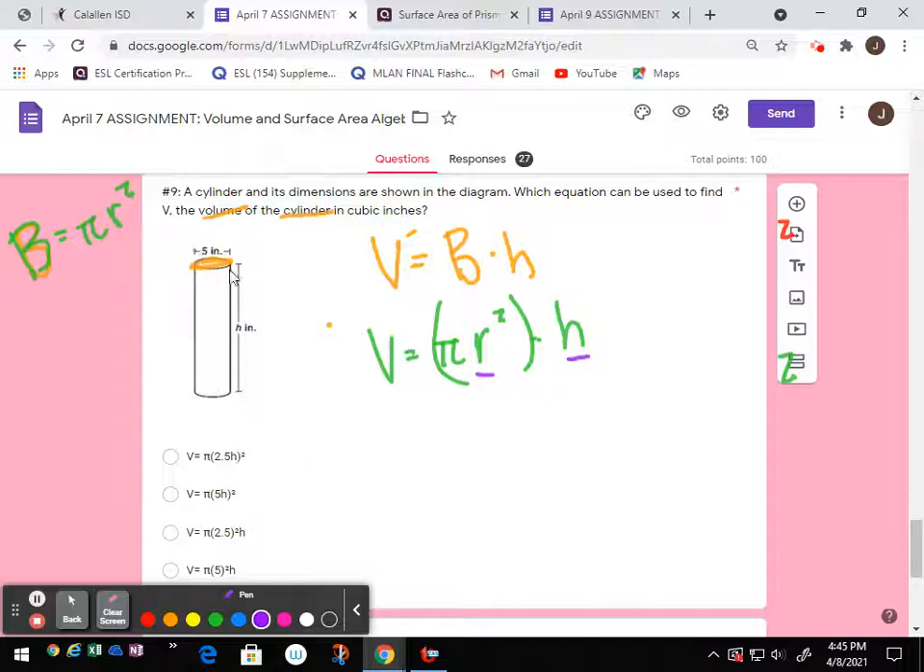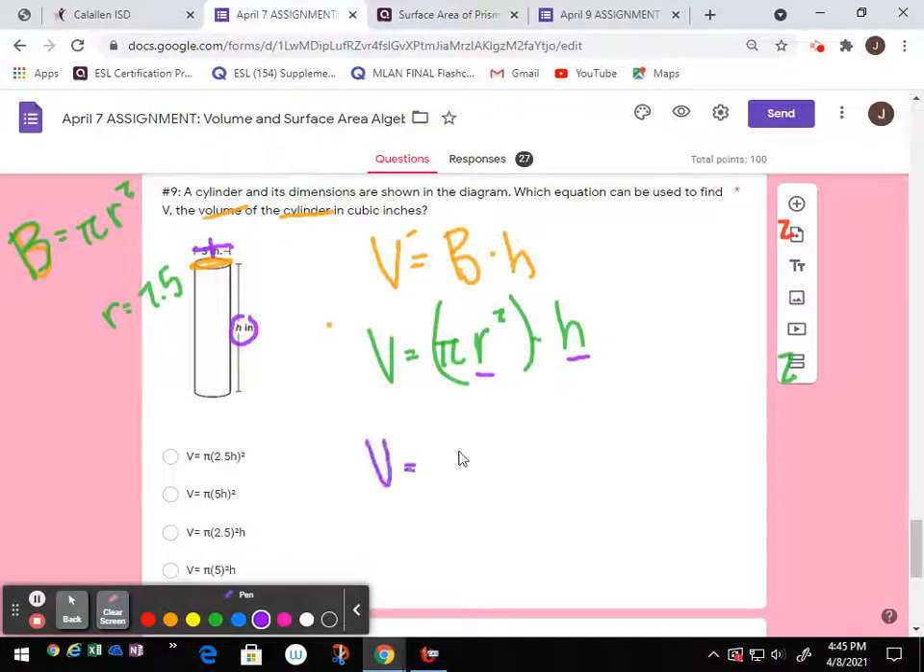So for this one, all I need to know is my radius and my height, okay? We see that our height goes from the bottom base to the top base, which is just H. It doesn't give us a number, so we're just going to leave H alone, okay? Let's see if we can find R, though. We see 5 is going from side to side, so half of 5 is our radius, so our radius is equal to 2.5.